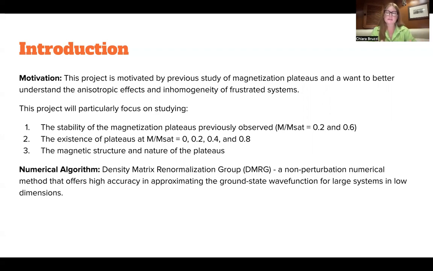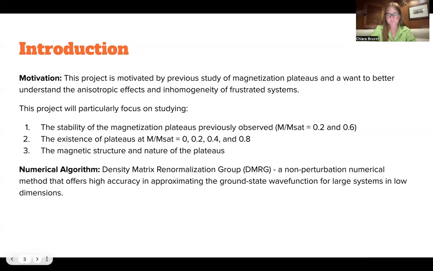To carry out this experiment, it can't be done in a laboratory because it's done at 0 Kelvin. So we will be using a numerical algorithm, the density matrix renormalization group, DMRG. This is a non-perturbative numerical method that offers high accuracy in approximating the ground state wave function for large systems in low dimensions.